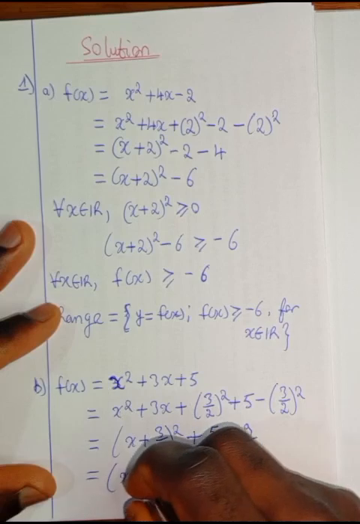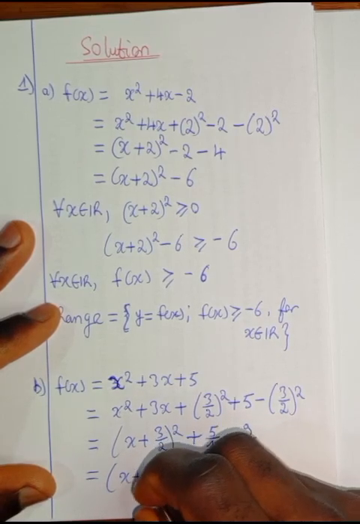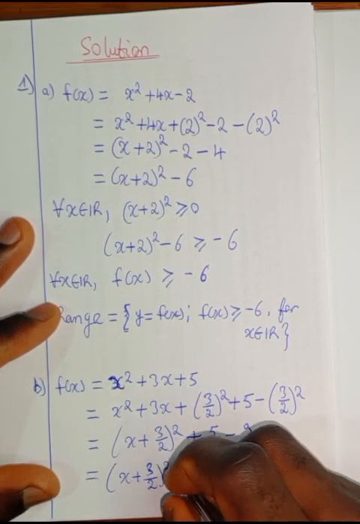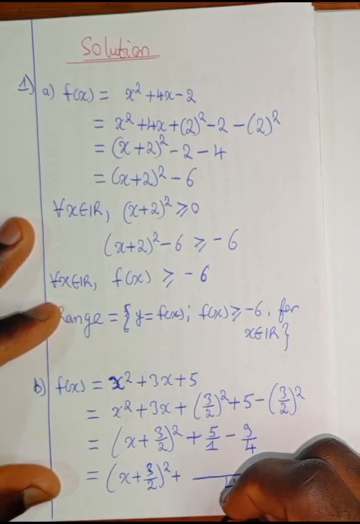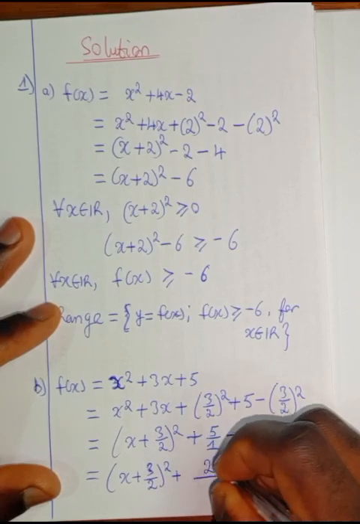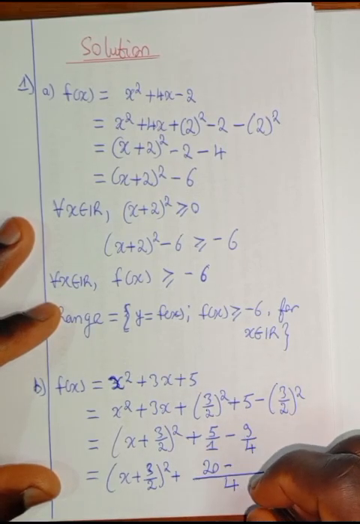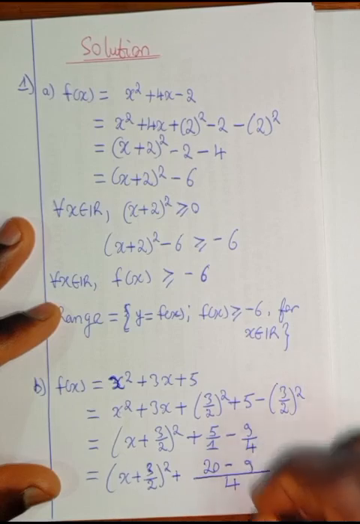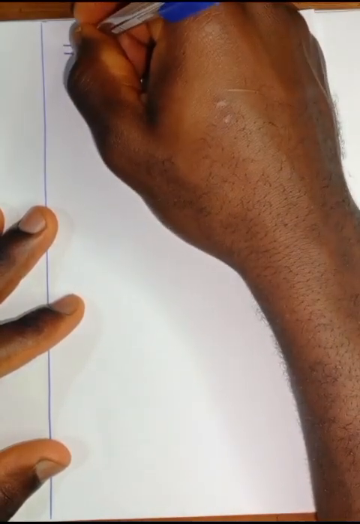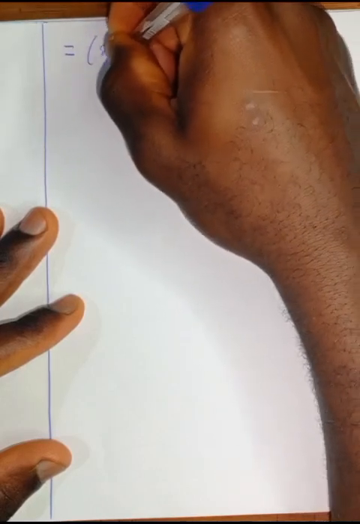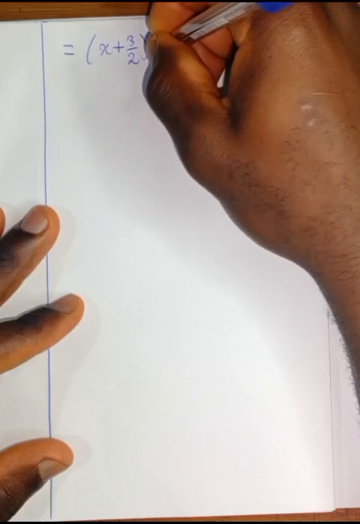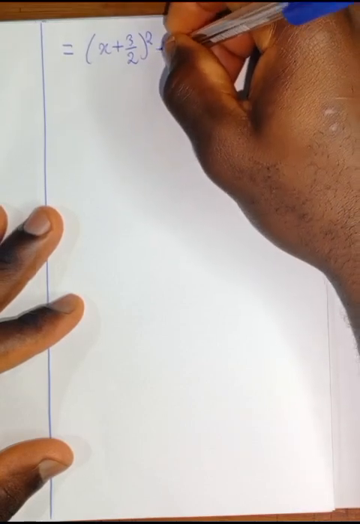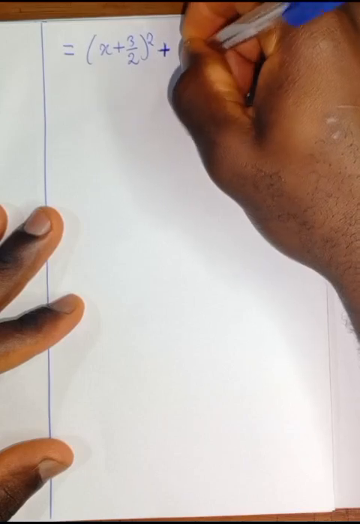This will simply be equal to x plus 3 on 2 squared plus, we know the LCM of 4 and 1 is 4. 4 divided by 1 remains 4. 4 times 5 is 20. We bring down the minus. 4 divided by 4 gives 1. 1 times 9 remains 9. So this will simply be equal to x plus 3 over 2 all squared plus, we know 20 minus 9 gives us 11 over 4.